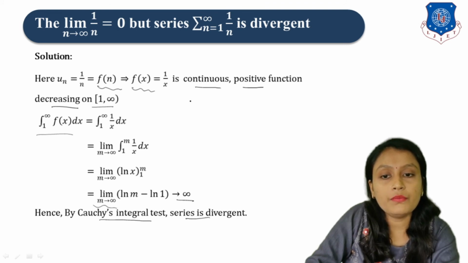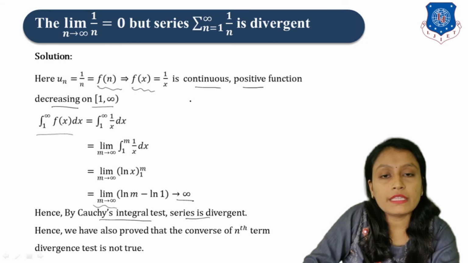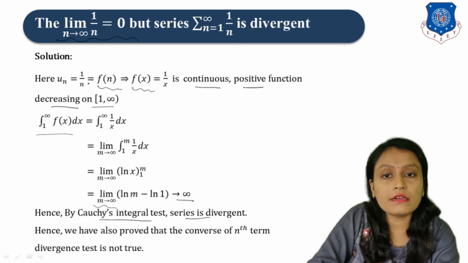Now we have proved that the converse of the nth term divergence test is not true. That is, we can clearly see that if you apply limit n tends to infinite 1 upon n, it will be equal to 0, and this series is divergent. So the converse of the nth term divergence test is not true, right?